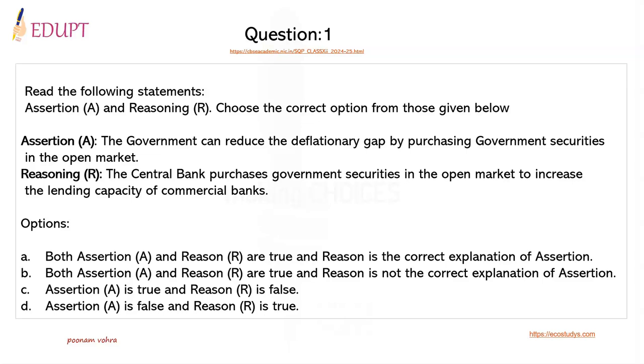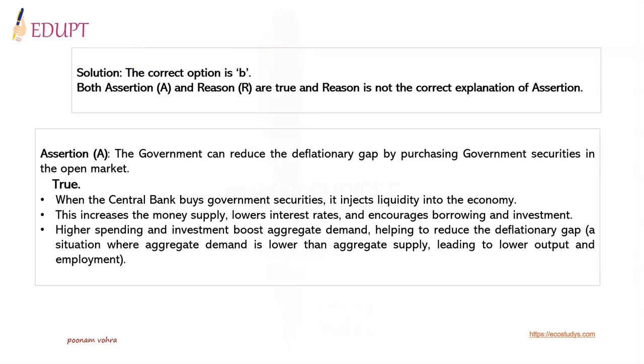Options are: A. Both assertion and reasoning are true, and reason is the correct explanation of assertion. B. Both assertion and reasoning are true, and reason is not the correct explanation of assertion. C. Assertion is true and reasoning is false. D. Assertion is false and reason is true. Let's have a look at the solution.